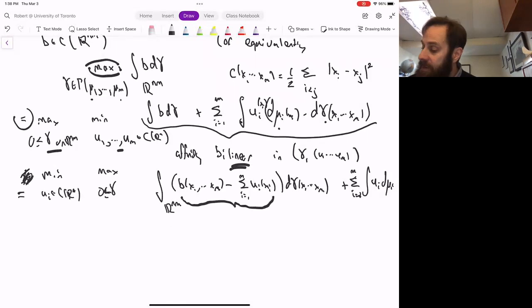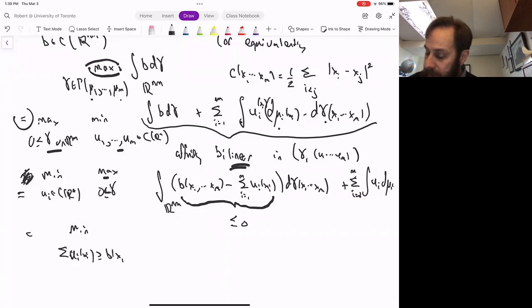I'm going to assume that this thing under brace brackets is non-positive, because if it's positive anywhere, by choosing gamma very large at that point, I can make the max go to infinity, and that won't then contribute to the min. So this is the same thing as min. And so this has to be less than 0, which is to say it's the min over ui's such that the sum of the ui's dominates b(x1, ..., xm).